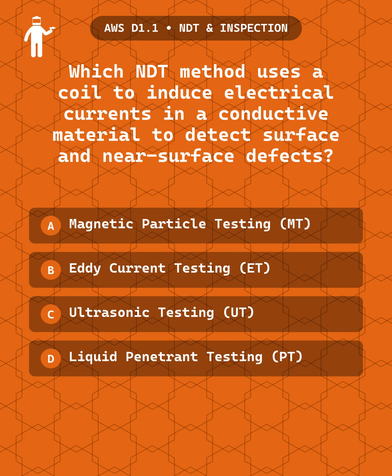Question 3. Which NDT method uses a coil to induce electrical currents in a conductive material to detect surface and near-surface defects? Is it A, magnetic particle testing, B, eddy current testing, C, ultrasonic testing, or D, liquid penetrant testing?